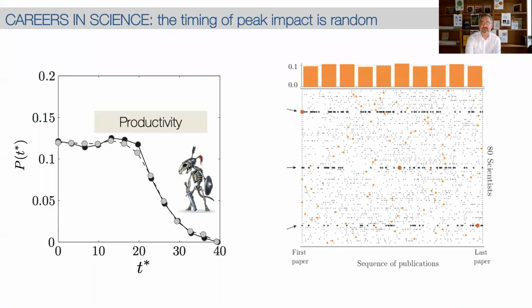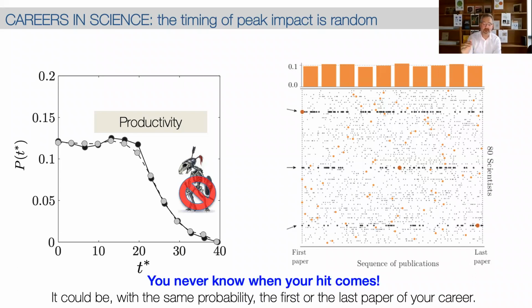And to be more precise, if you take a bunch of scientists and put their papers from the first to the last, each dot is a paper, and the orange dot is the highest impact paper, then you see that the likelihood the orange dot will appear in the first 10% of your career, or the last, or the middle, is exactly the same for all scientists. So that really indicates that when it comes to success, you never know when your hit comes. It could be, with the same probability, the first or the last or the middle paper of your career.